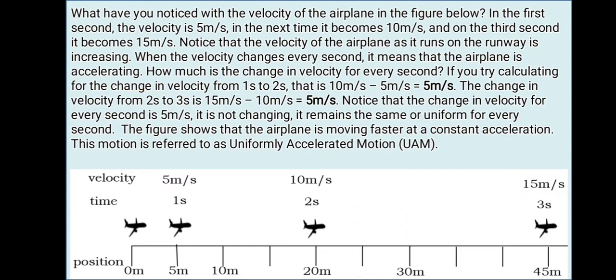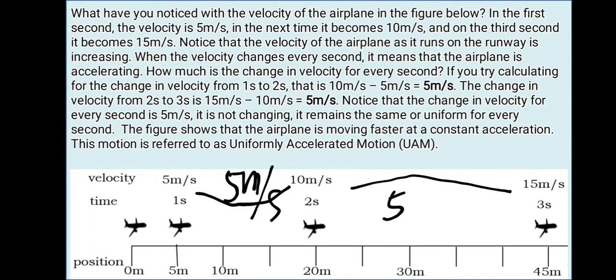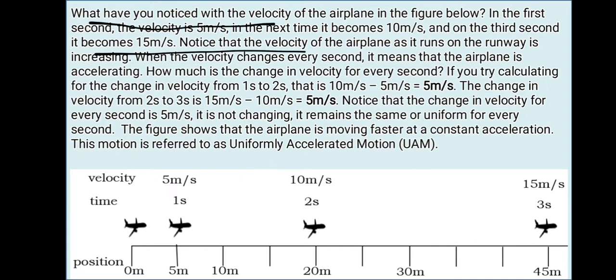And then in 3 seconds, it travels 15 meters per second. This is an example of uniform acceleration because the change of velocity remains the same, 5 meters per second. Also here, 5 meters per second. And to have more understanding about this concept, why not hit the pause button and read the descriptions? So now, let's dive right in.